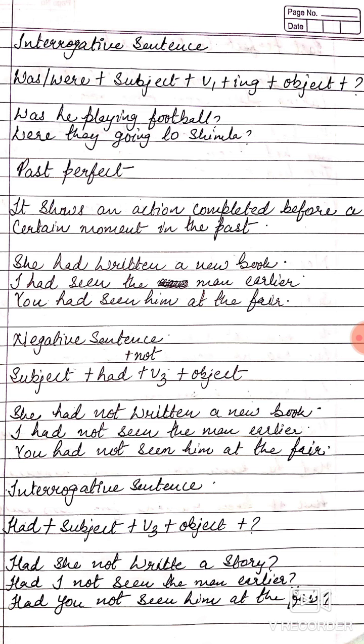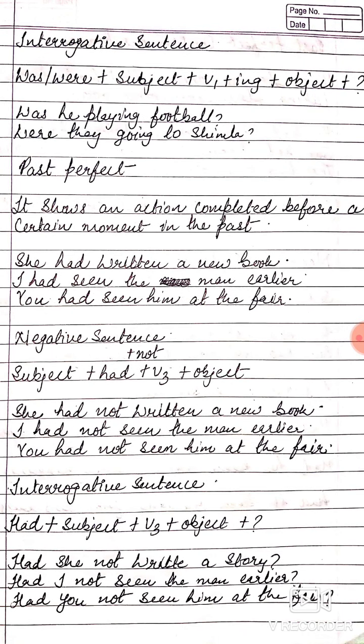Okay. Now we'll learn how to form negative sentence in it. Basic rule first. Subject plus had plus not plus V3 plus object. She had not written a new book. I had not seen the man earlier. You had not seen him at the fair.